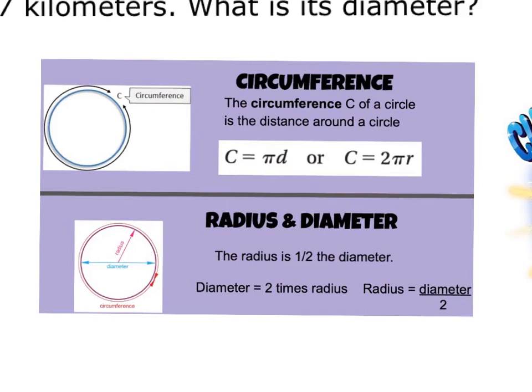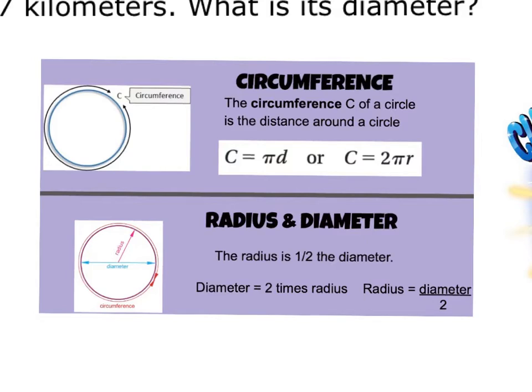So before we start, you want to know these formulas. I have them on each slide, but if you're doing your IXL, make sure that you have them out too. So for circumference, that's the distance around the circle. C equals pi times diameter, or you can do C equals 2 pi r.